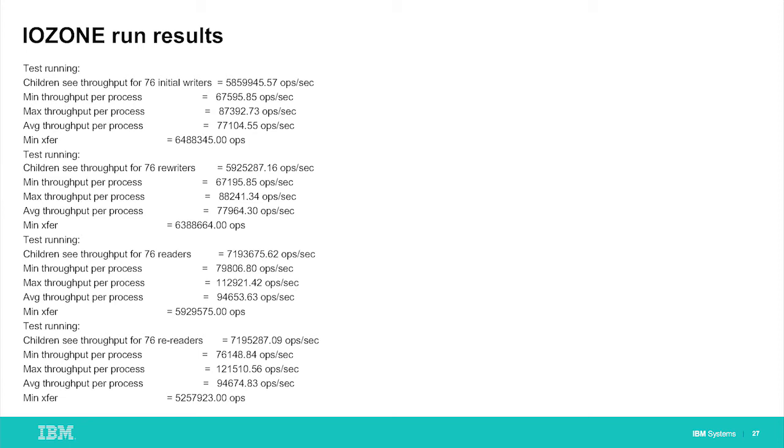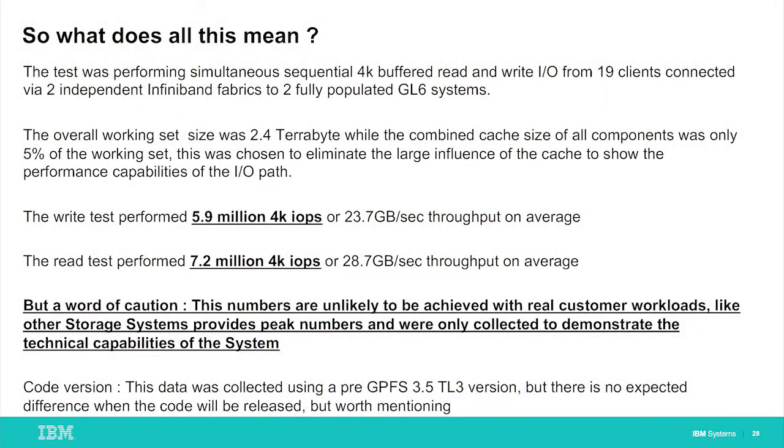The rewrites are still 5.9 million IOs per second. On the reader side, it gets even faster: it's 7.1 million IOs, and the reread is also 7.1. Given that the size was big enough, because again I used a total of, I think, 76 or so workers, that means the overall working set was 2.4 terabytes in total. That exceeds all the caches in all the systems together by multiple factors.